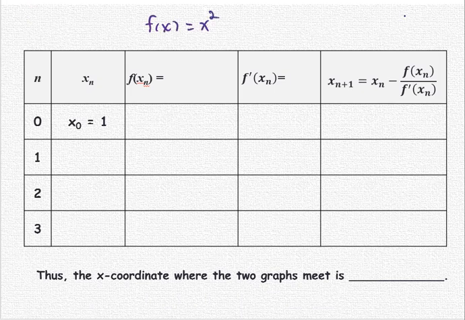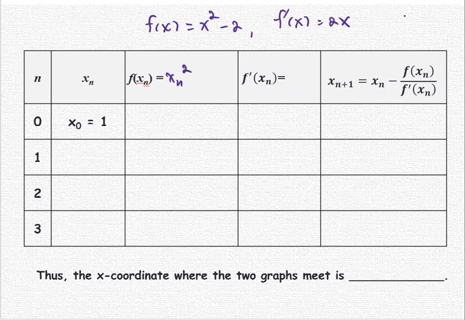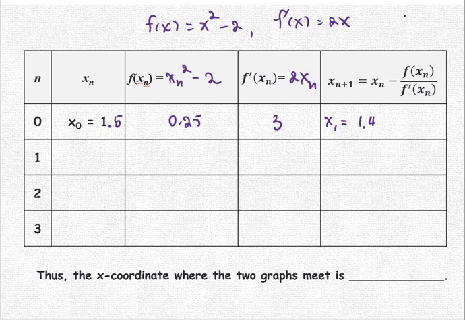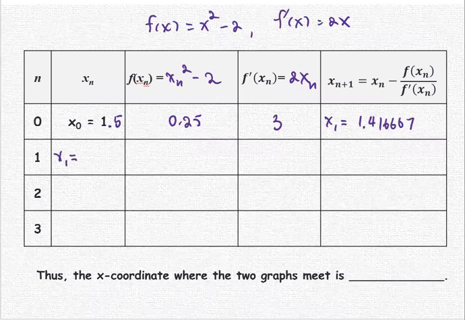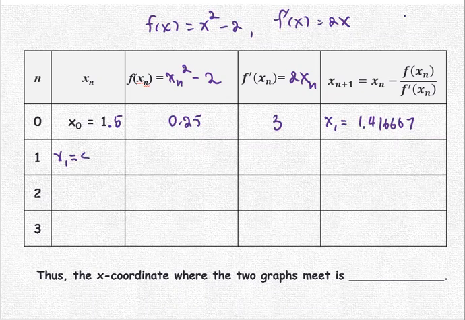f of x equals x squared minus 2, and the derivative is 2x. So f at x_n is x_n squared minus 2. The f prime at x_n is 2 times x_n. When x0 equals 1.5, the function at 1.5 is 0.25. The derivative at 1.5 is 3. Compute to get the first approximation x1. Using x0, we get 1.416667, and use x1 to find x2 for the next approximation.